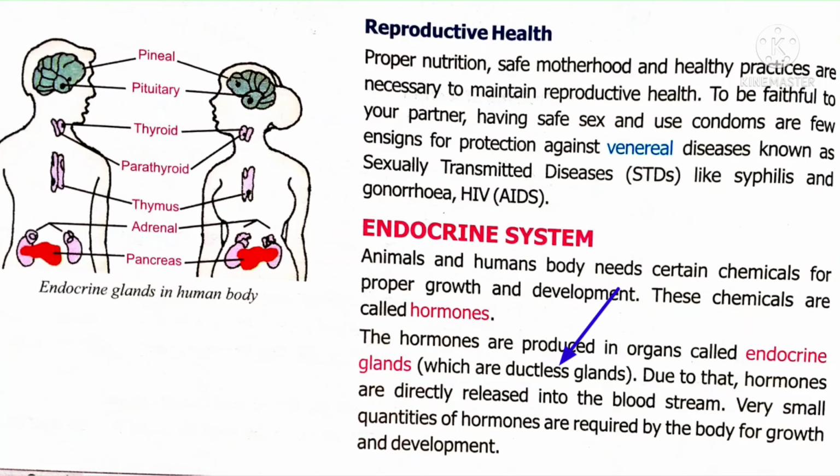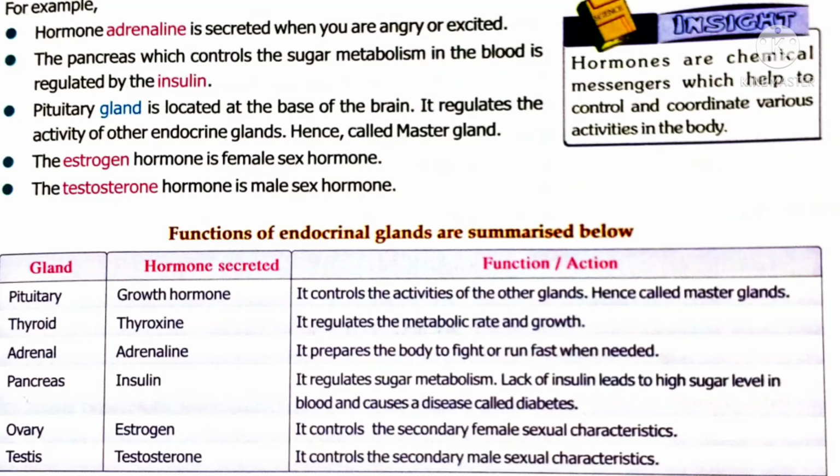The hormones secreted by these endocrine glands help with body growth and development. Some examples of endocrine glands are the adrenal gland, which secretes a hormone called adrenaline, which prepares the body to fight. If any foreign substance enters the body, the adrenal gland secretes adrenaline. With the help of the adrenaline hormone, the body fights the foreign substance or any bacteria which enter the body. Next gland is the pancreas.